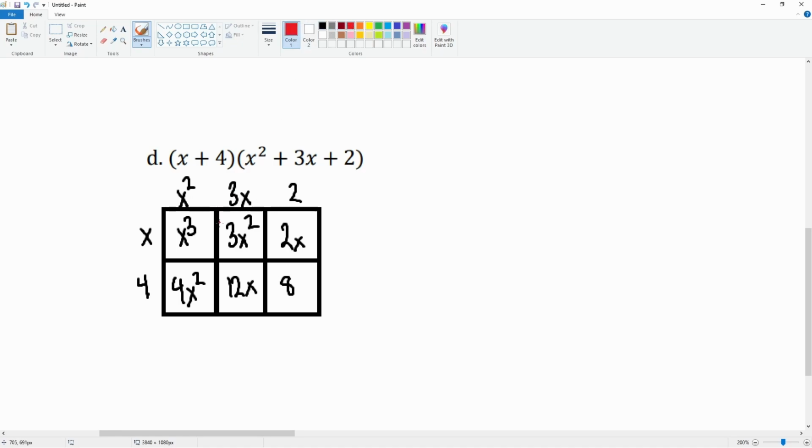Now we can combine some like terms. The diagonals will always add. 4x squared plus 3x squared becomes 7x squared. Then we have 2x plus 12x. That becomes a 14x. Bring everything else down. We have an x cubed. And then we have a plus 8. So your final answer is x cubed plus 7x squared plus 14x plus 8.